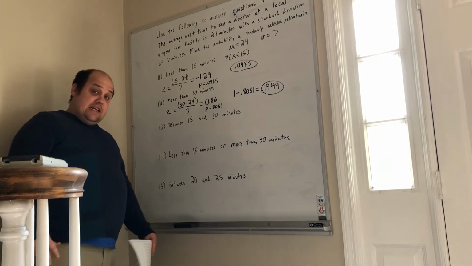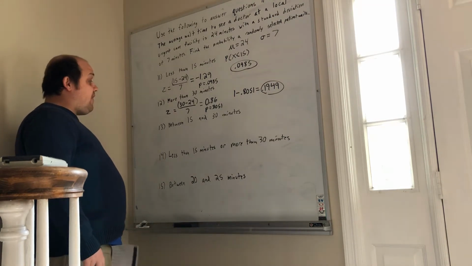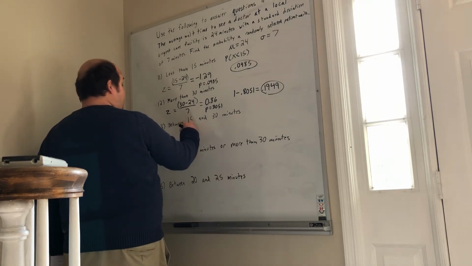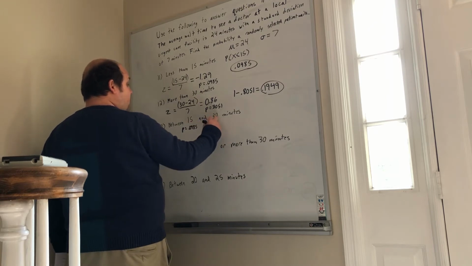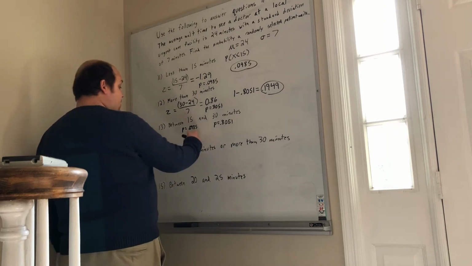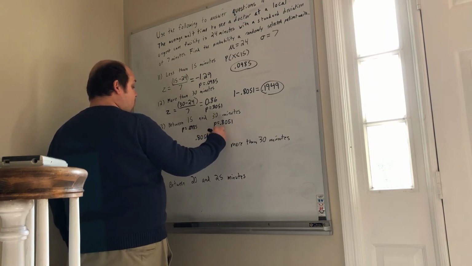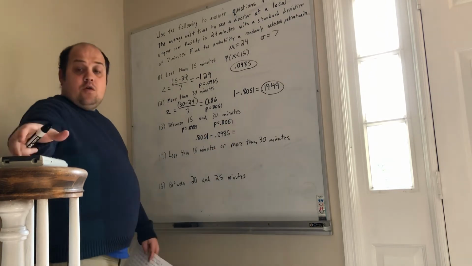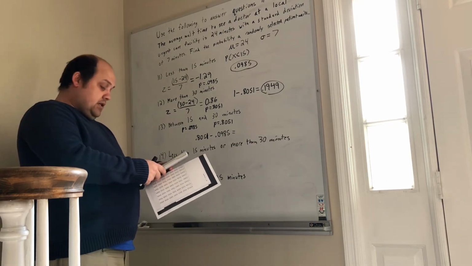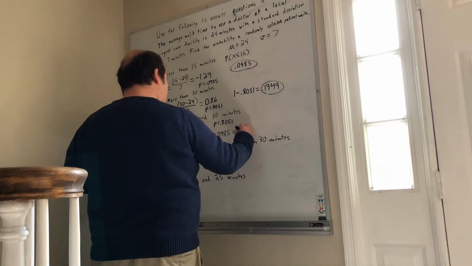When I get to number 13, it is a new question, it's a between question. But the good news is we already looked up 15 and 30 minutes. For 15 minutes, we got a p-value of 0.0985. For 30 minutes, we got a p-value of 0.8051. If I want to do a between question, I take the larger p-value, 0.8051, minus the smaller p-value, 0.0985. When I put that in my calculator, 0.8051 minus 0.0985 gives me my answer of 0.7066.